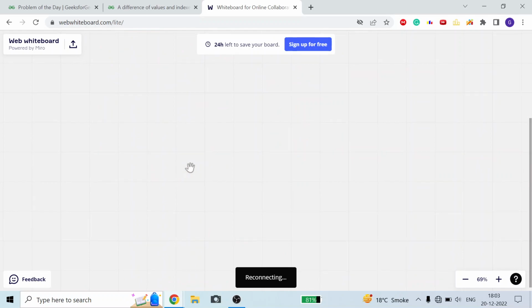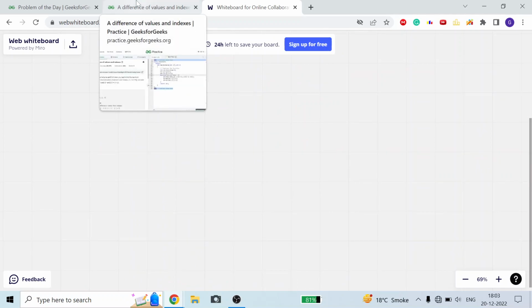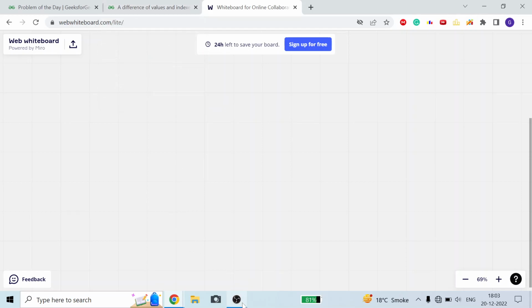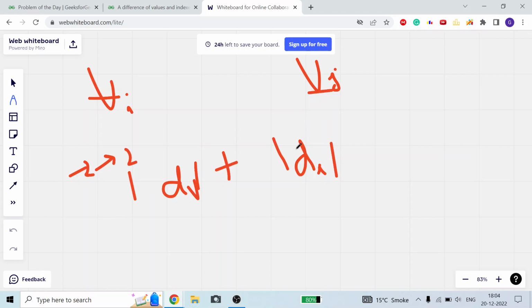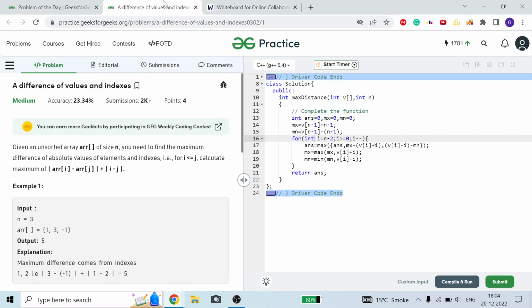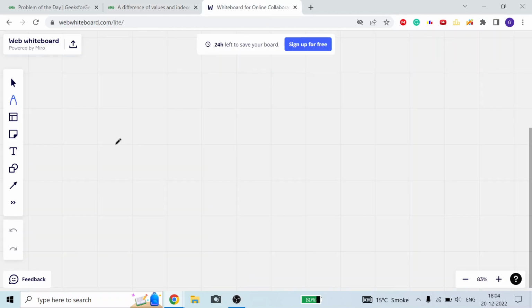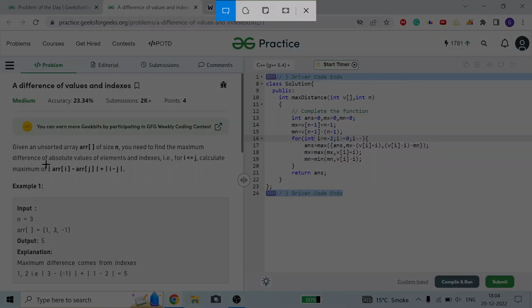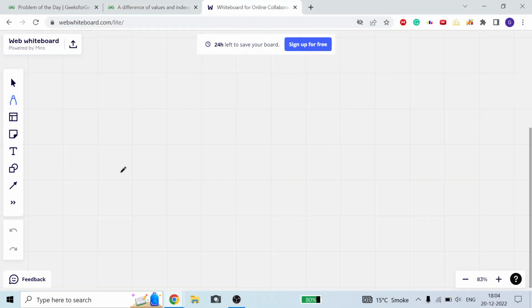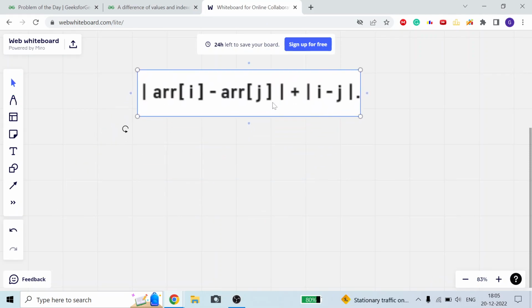So give it a look. Just a minute, it is reconnecting. Okay guys, what we need to do is a careful observation. Just a minute, I just copy paste this particular value. Okay.